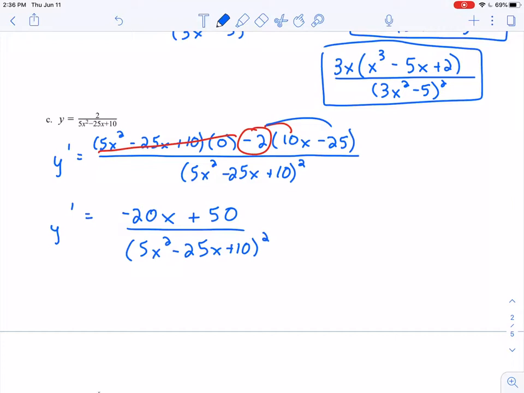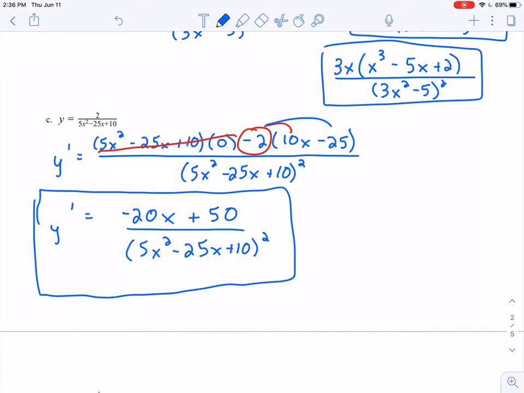We could factor it a little bit. But honestly, once you simplify that numerator, you kind of distribute, combine your like terms in your numerator. That's all I need to see. I don't need to see you progress any further in this problem. So there is our derivative.